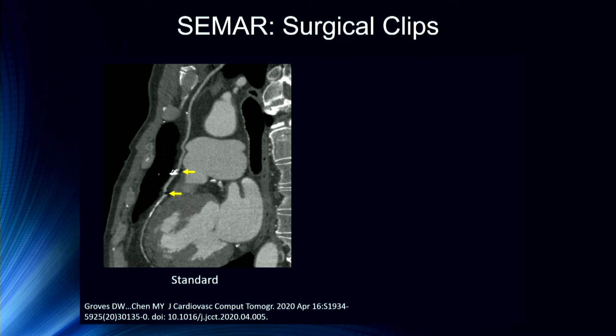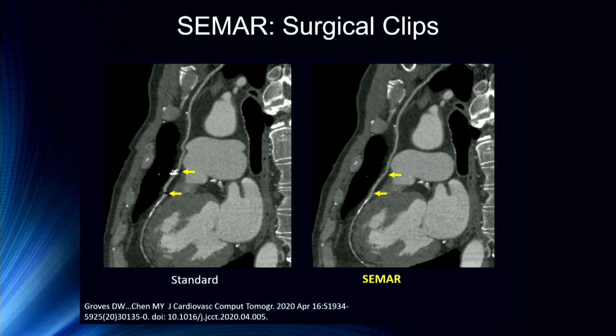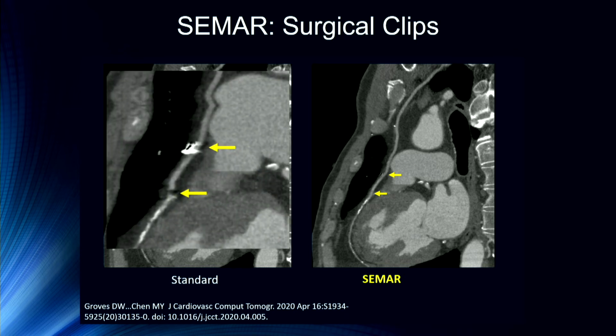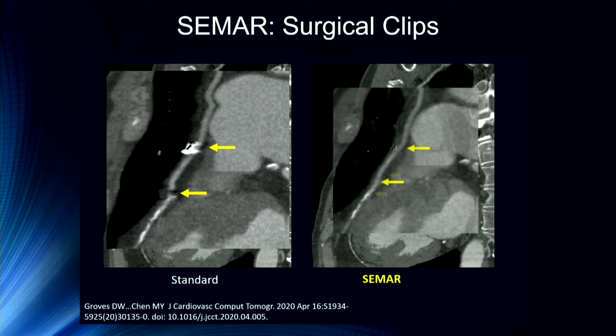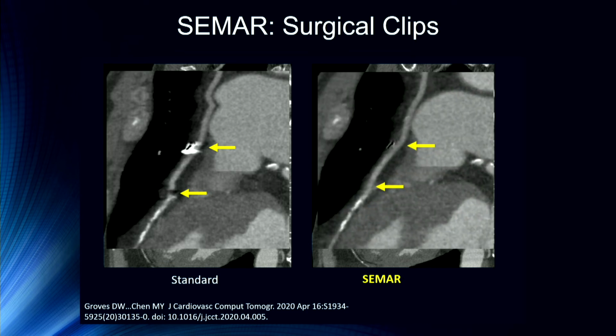Again, you get these surgical clips. Now, if we go ahead and apply SEMAR to that, we're now able to see the lumen of the left anterior descending of the LIMA graft. I'll just blow that up for you. So this is the conventional image, and that's with SEMAR. So this is available on Aquilion 1.